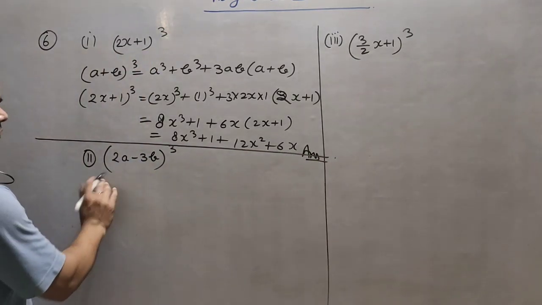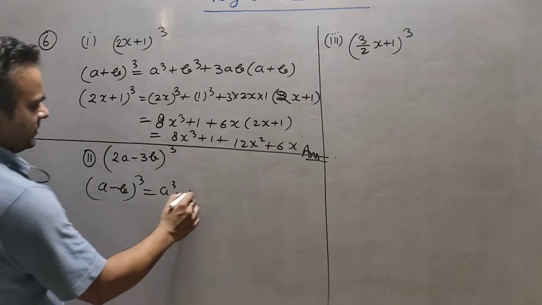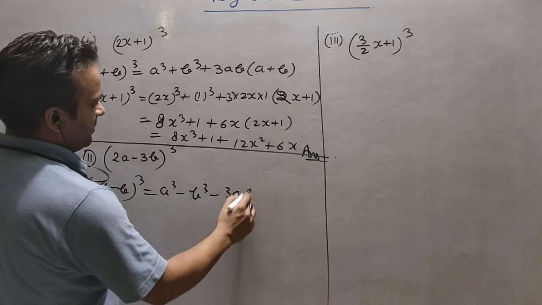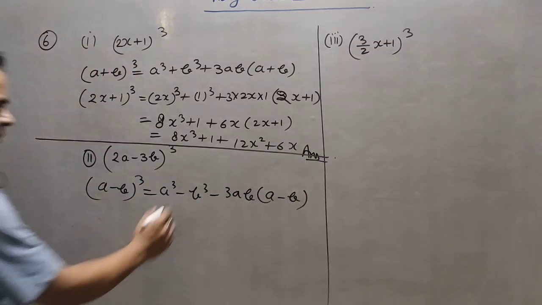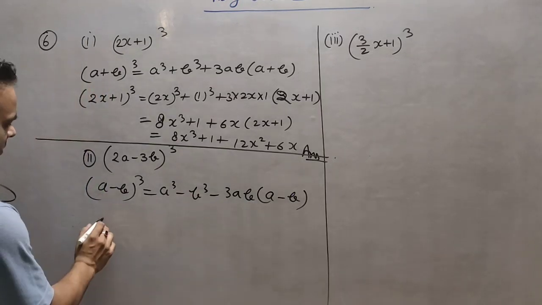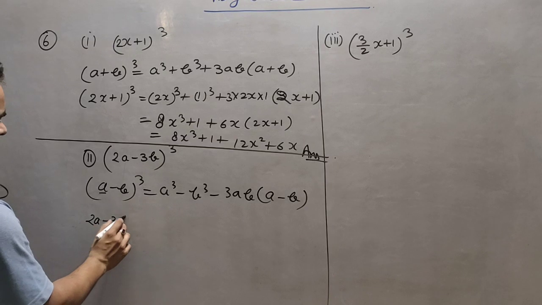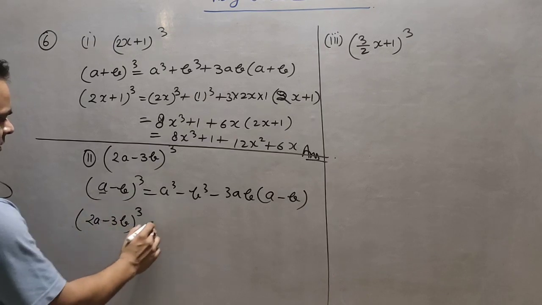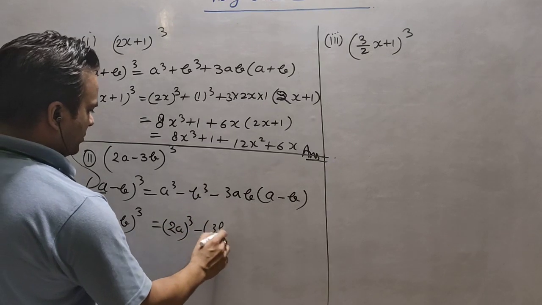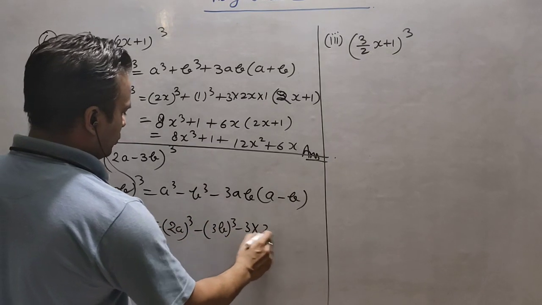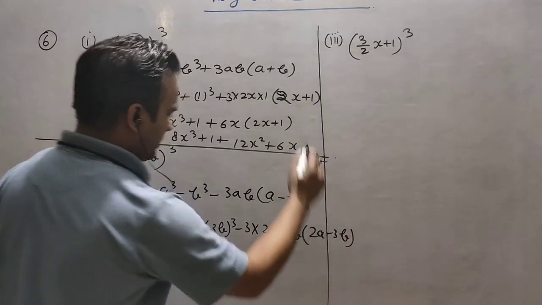Now it is the (a - b) whole cube identity we are using here. So a cube minus b cube minus 3ab into (a - b). This is the identity. We have the minus in all except a cube. Now in place of a we will put 2a, in place of b we will put 3b. So it will be (2a) cube, (3b) cube, 3 into 2a into 3b and (2a - 3b), right?